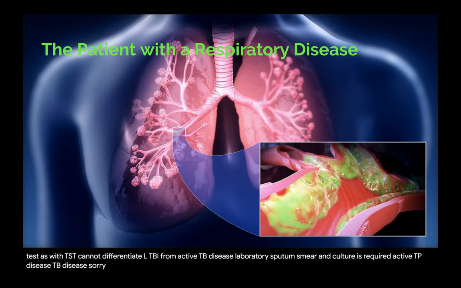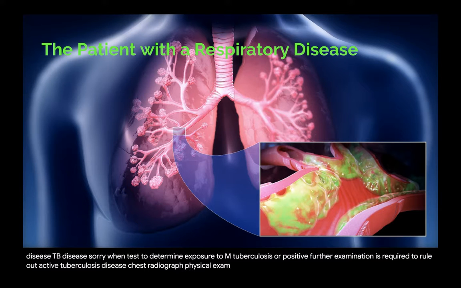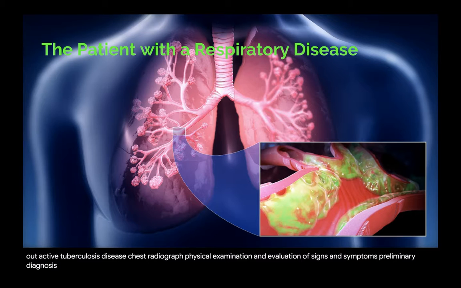When tests to determine exposure to M. tuberculosis are positive, further examination is required to rule out active tuberculosis disease. Chest radiograph, physical examination, and evaluation of signs and symptoms. Preliminary diagnosis: perform microscopic examination of sputum smears for acid-fast bacilli, AFB.